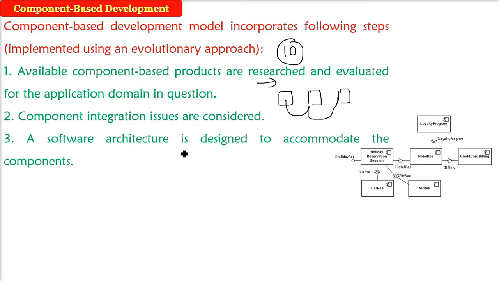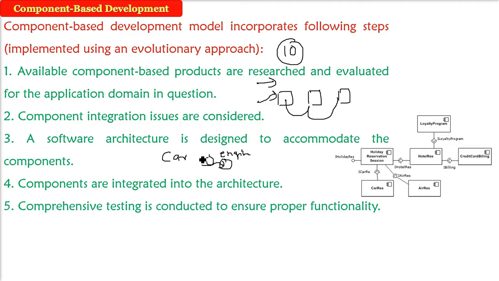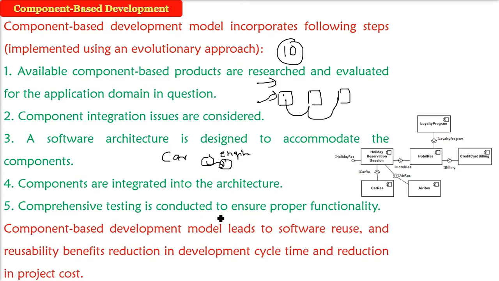Then you have to make some architecture properly. For example, if you are making a car architecture, you need to decide where to put the tires, where to put the engine, in the front or the back. Similarly there will be a software architecture, because now you are trying to fit in these components. So where to fit them? For that you will have a component architecture, a software architecture, and the components are integrated as per the architecture or the design you have made. Then when you are combining them, you have to do comprehensive testing, because the functionality should be what you have desired.